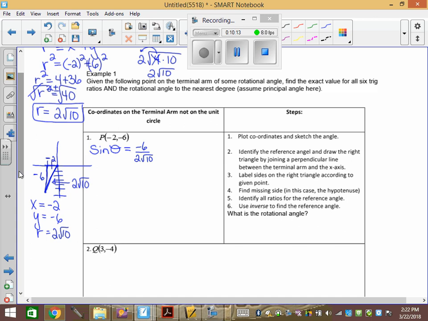We started doing that last year. How do we get rid of a root 10? Multiply by root 10. And when you do something to the bottom, you have to do it to the top. So we now get negative 6 root 10. And then 2 times, what's root 10 times root 10? Root 100. And what's the square root of 100? 10.